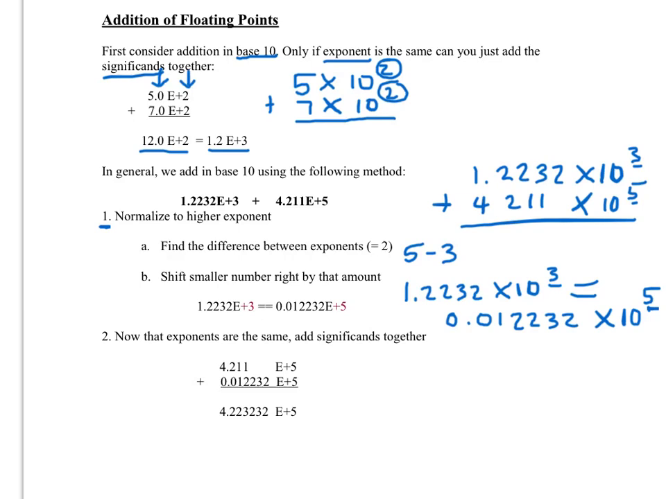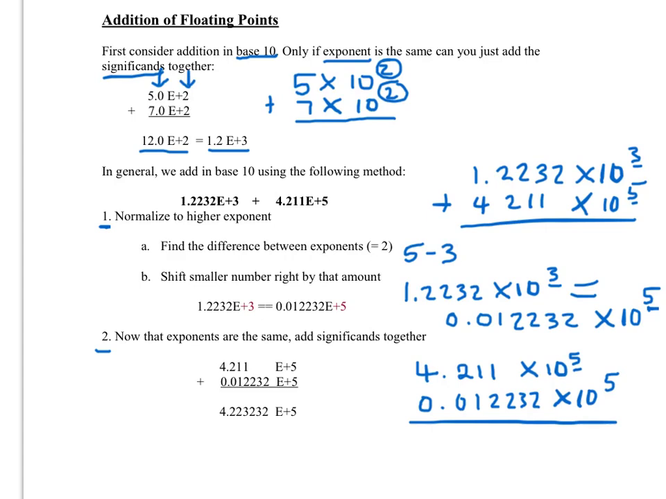Now we're in a position that we can add the numbers, and that's what step 2 is doing. The exponents are the same, so we add the significands. Written down, it would be 4.211 by 10 to the power of 5, and then 0.012232 by 10 to the power of 5 also. The exponents are exactly the same, so we can add the two significands, and what we get is 4.223232 by 10 to the power of 5. And that's how we add the two numbers.